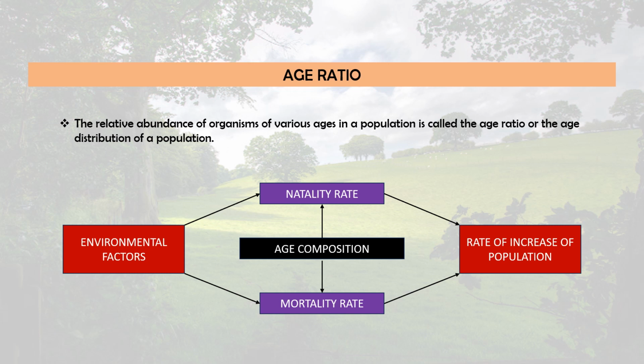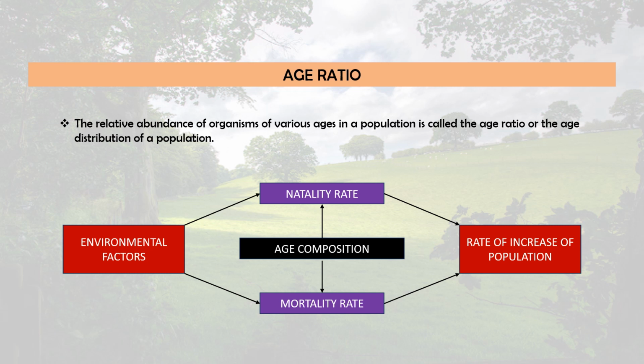And the next one is age ratio. The relative abundance of organisms of various ages in a population is called the age ratio or the age distribution of a population. And the age distribution is a very important ecological parameter as it affects both natality and mortality rates. And it also reflects on the history of survival, reproduction, and potential for future growth.